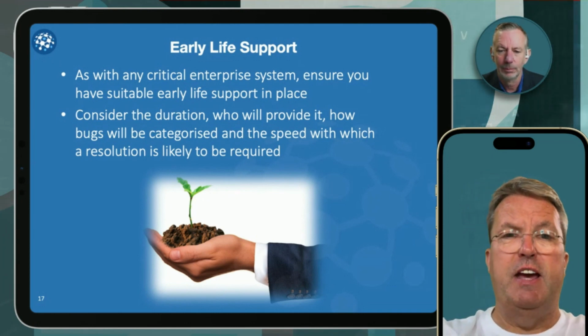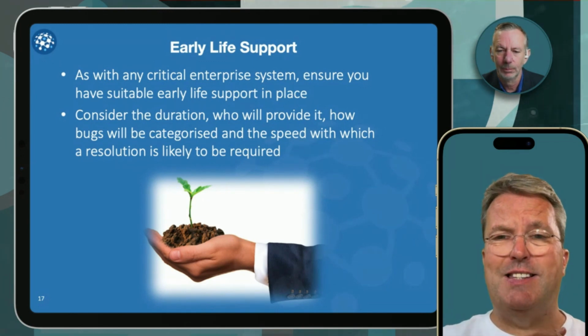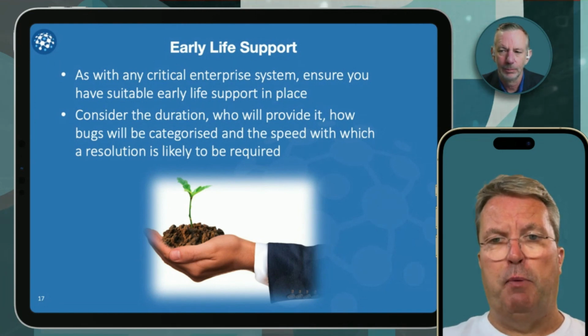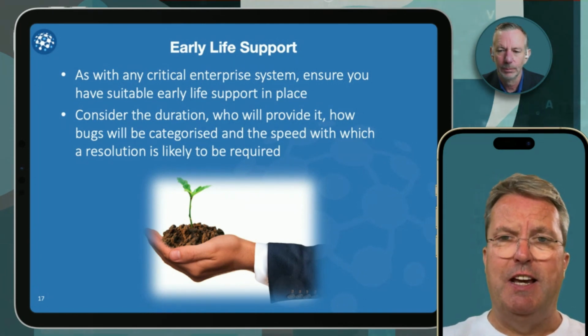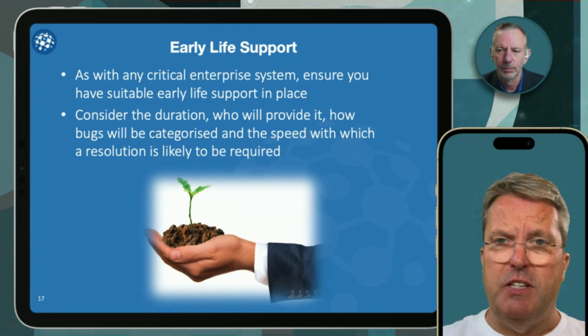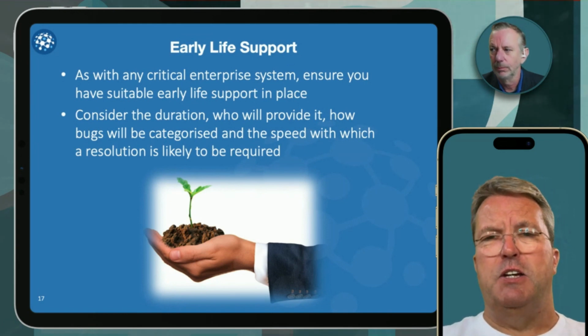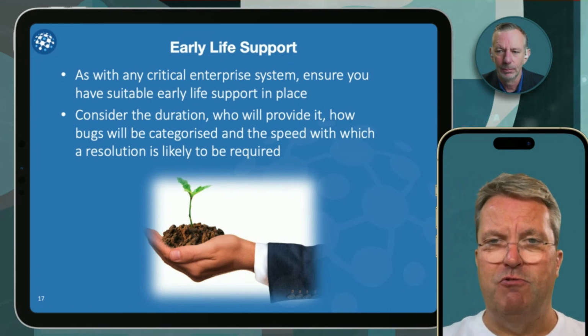Who's going to provide it? How will bugs be categorized? The speed with which they'll be resolved, etc. You're going to need to have all of those things understood. So develop a one-pager early life support strategy that says this is what we're going to do, this is how we're going to do it, who's going to do it, when it's going to occur, etc., and get that strategy reviewed, approved, and read by all the appropriate folks in your organization.